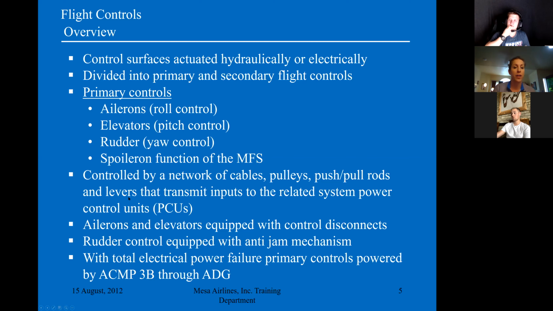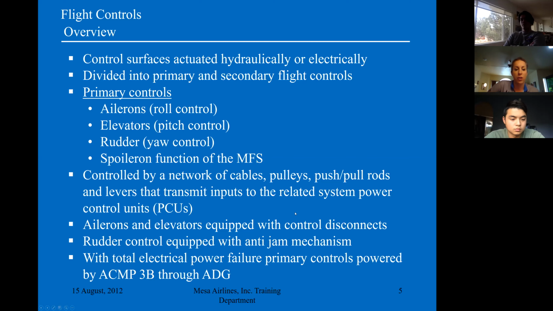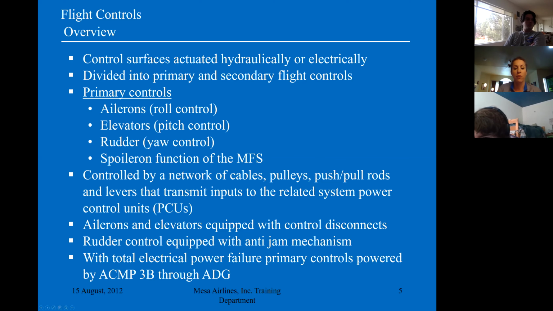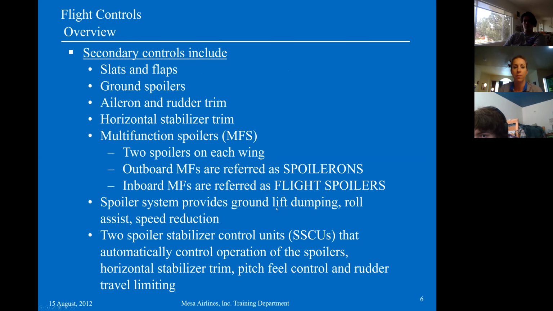As far as the primary flight controls, they have cables, pulleys, push rods, and the good old-fashioned newfangled PCUs, the power control units. Everything is redundant, triple redundant, and especially redundant when it comes to the elevators. If you have total electrical power failure, you get AC motor pump 3B through the ADD.